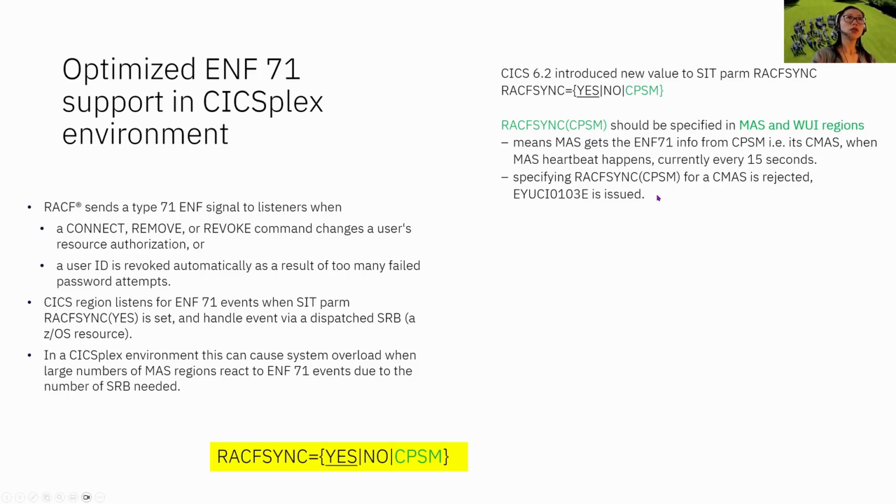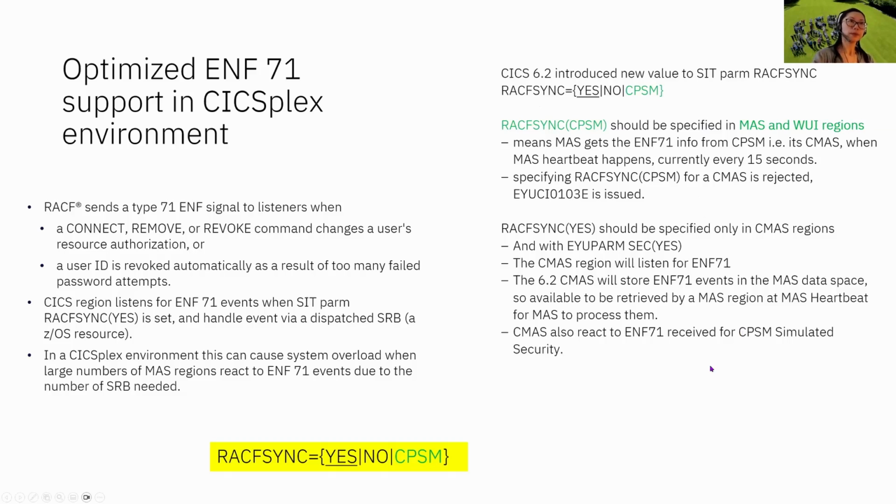And if you use this option on a CMAS region, it will be rejected and an error message will be issued. Then with this setting on the MAS region, you can use the RECAF sync yes, still specified on the CMAS region, and the EYU POM sec yes. Then the CMAS region will listen for this ENF71, then will process those. Then the CMAS will store in the MAS data space, available to be retrieved by the MAS region at heartbeat.